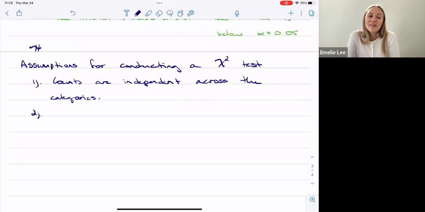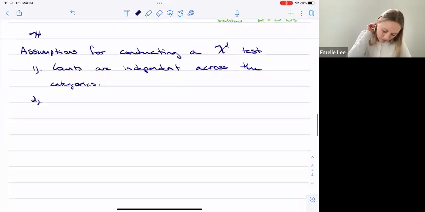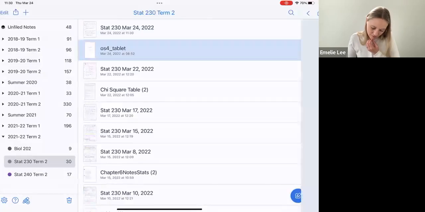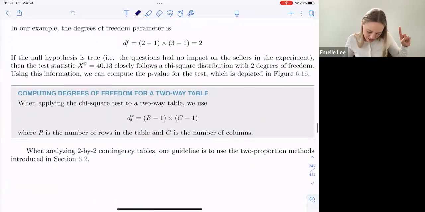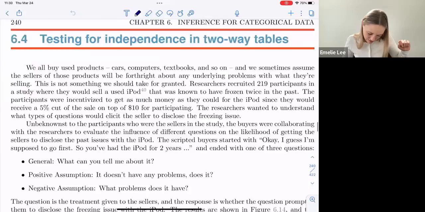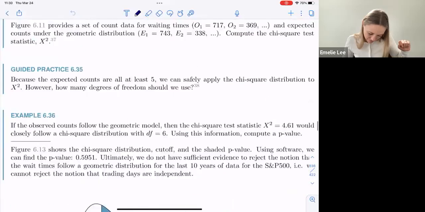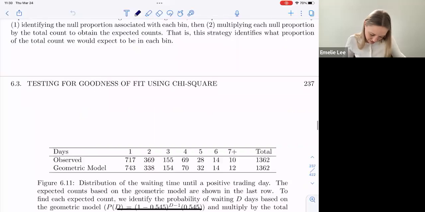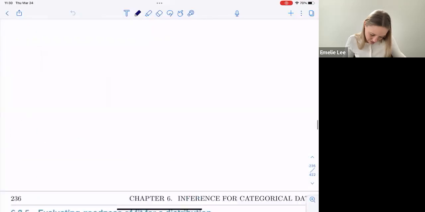The second one, and this is the one that's kind of a little bit strange in the beginning, is we have to have at least 5 expected counts in each cell, right? And so where is it, the observed? Well, now I'm second guessing myself. That's never good, right? Let's see here. They talk about it. I know they do.